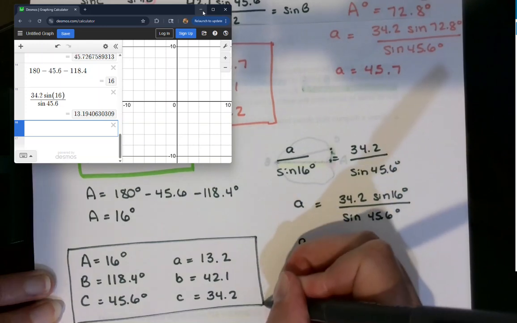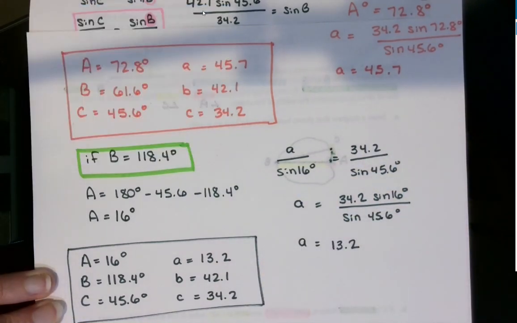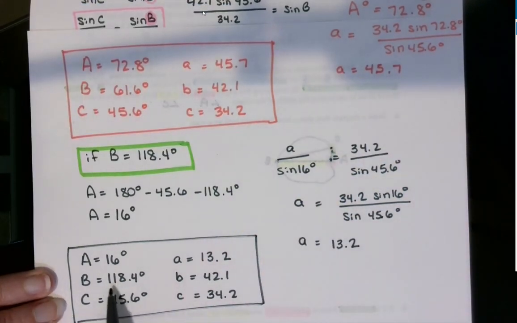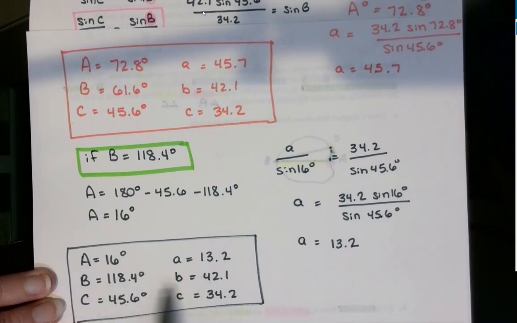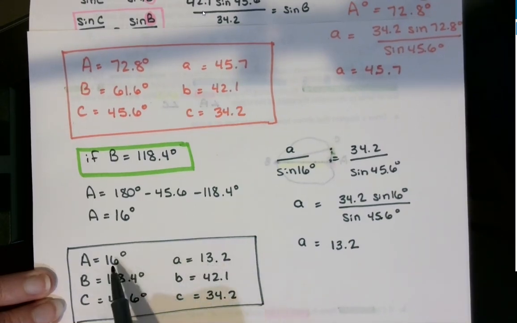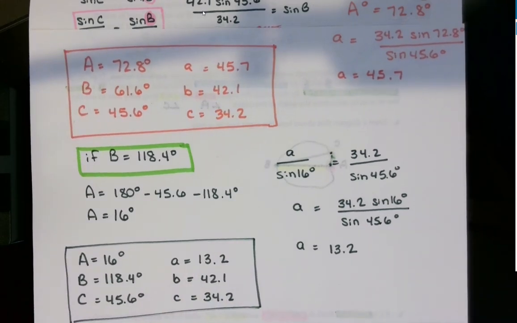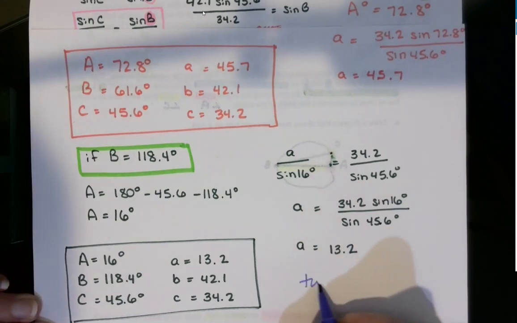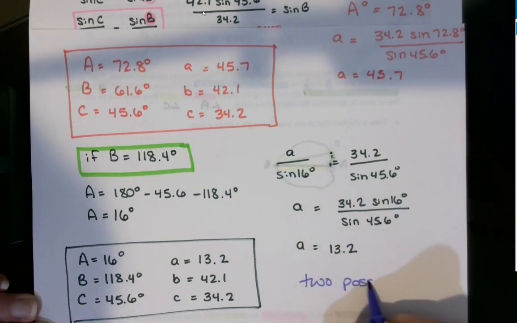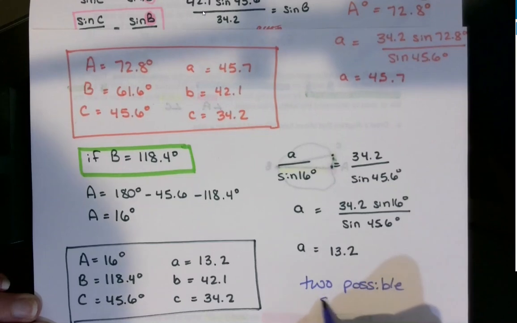Let's check this for any obvious flaws. The largest side should correspond with the largest angle. Yeah. Smallest corresponds with smallest, so that also checks out. So there are two completely valid solutions to this triangle. I'm going to make myself a note about this. Both solutions work. So there are two possible solutions.